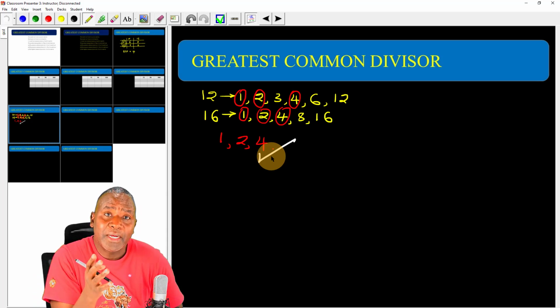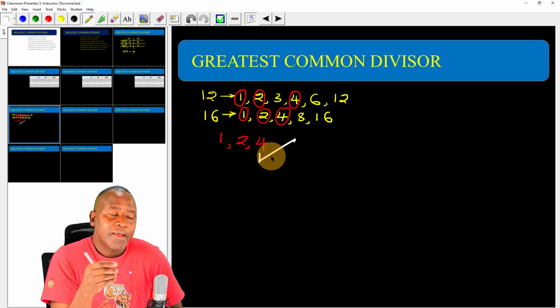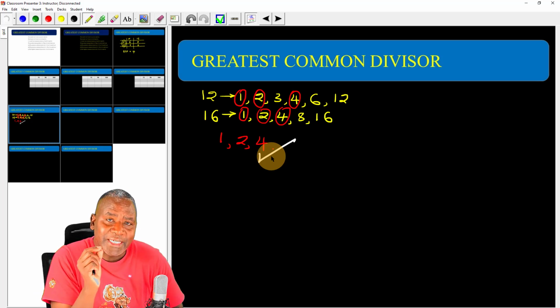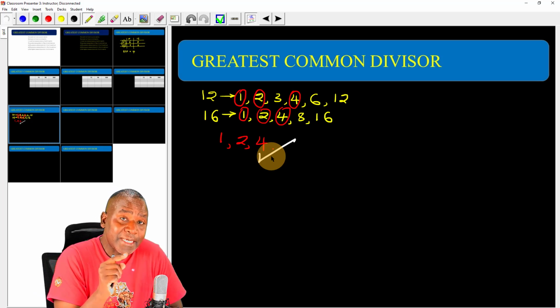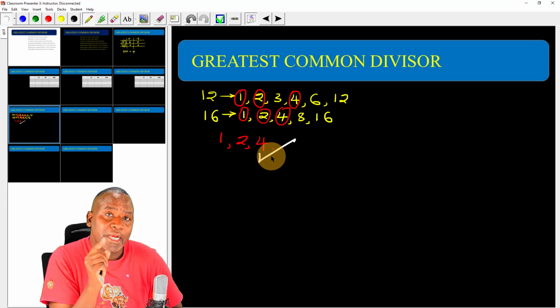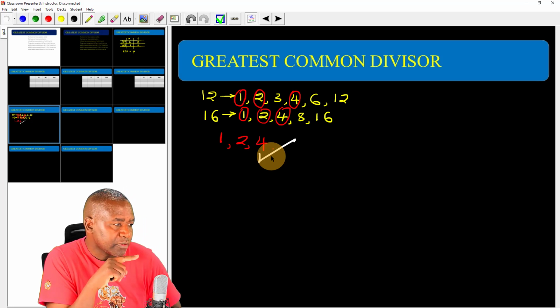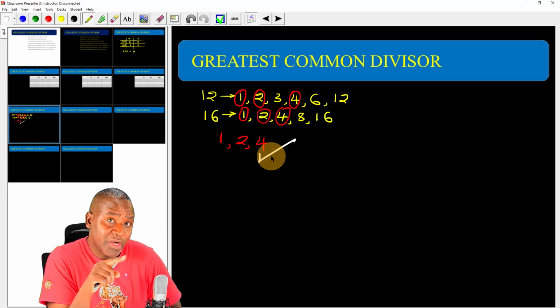Factors of a number means those numbers which can divide that number exactly without a remainder. For example, we've looked at all the numbers which can divide 12 without a remainder, all the numbers which can divide 16 without a remainder, and then we compare them.